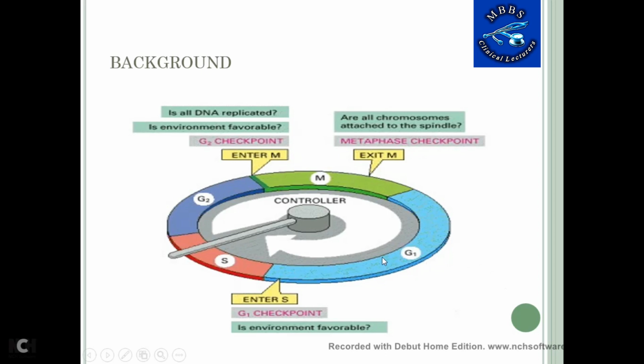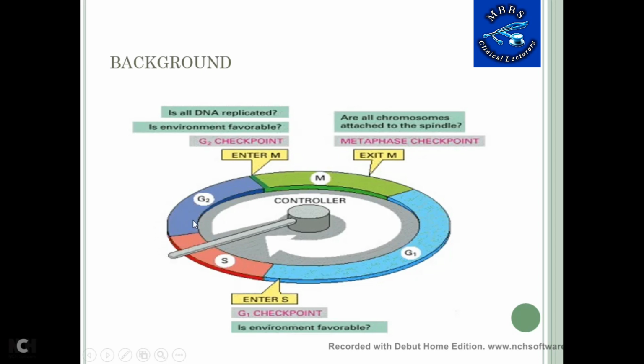For example, since the cycle starts from the G1 phase, at the point of entering of the cell from G1, the growth phase, to the synthesis phase, there is this G1 checkpoint, which checks whether the environment is favorable for entering into the DNA replication phase.